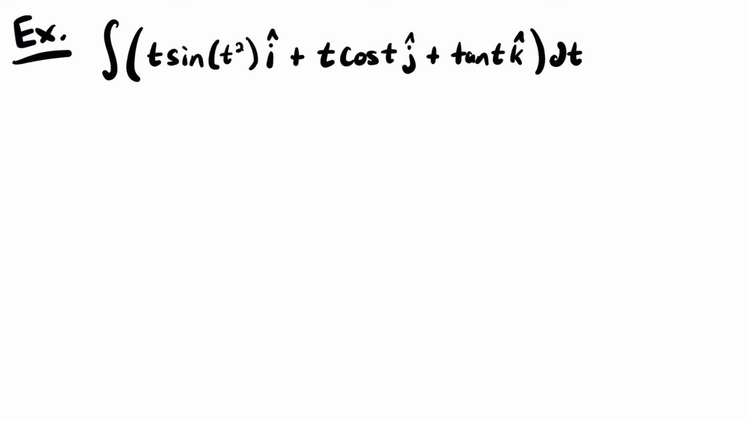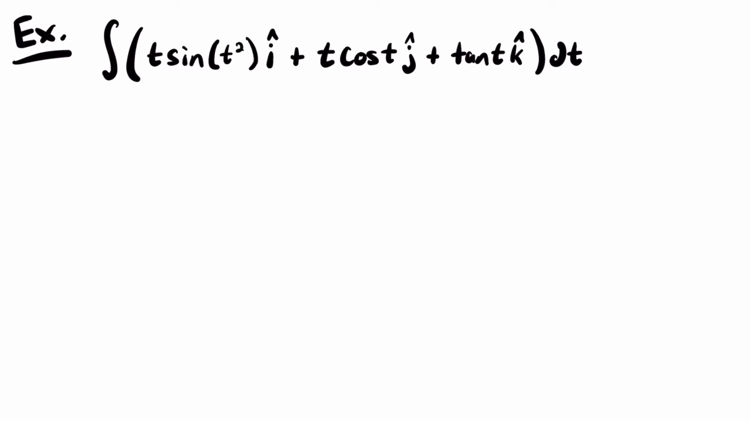Our x component is t times sine of t squared, our y component is t times cosine t, and our z component is just tangent t. Now, as I've already said, these are a little bit more involved, so the integrals are not going to be one-step integrals. They're not going to be super quick, and so I am going to take the time to split them up and work on them individually.